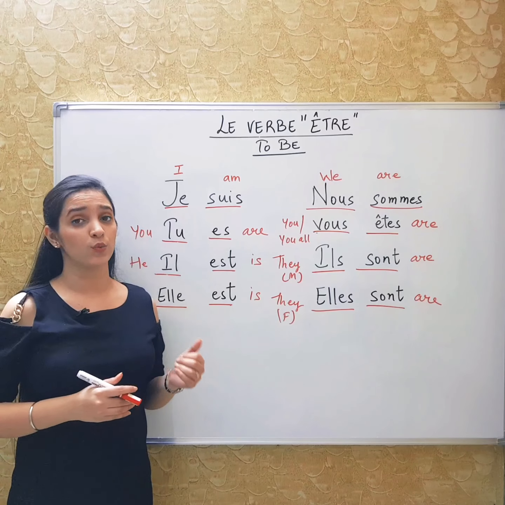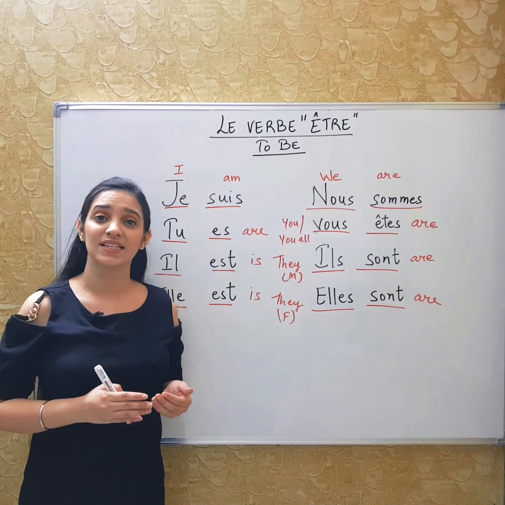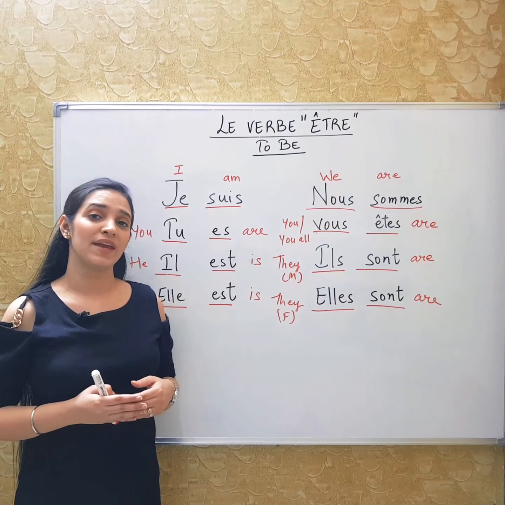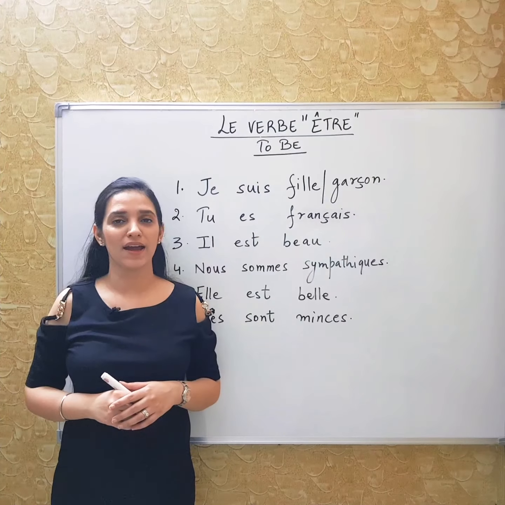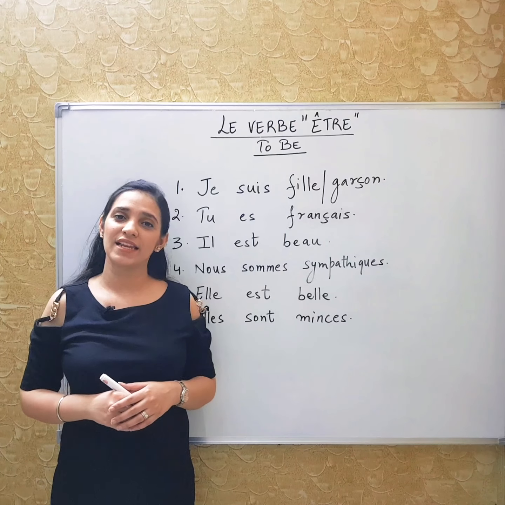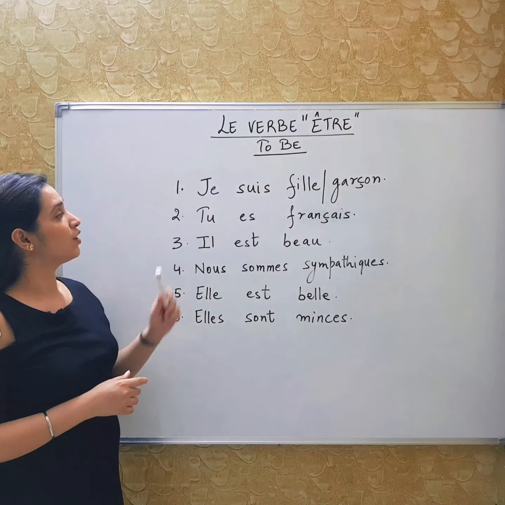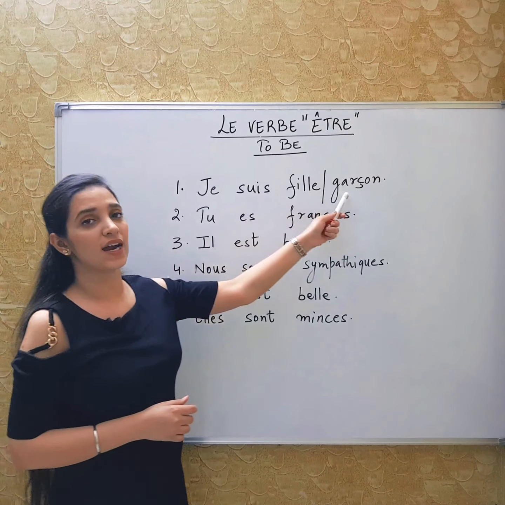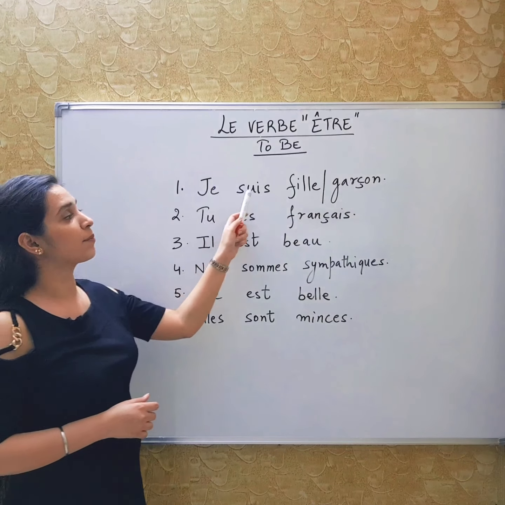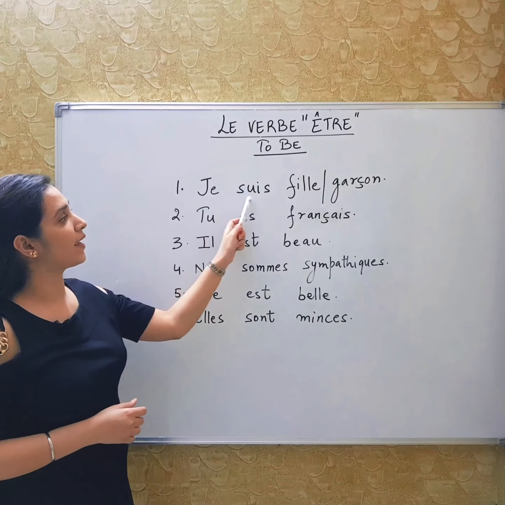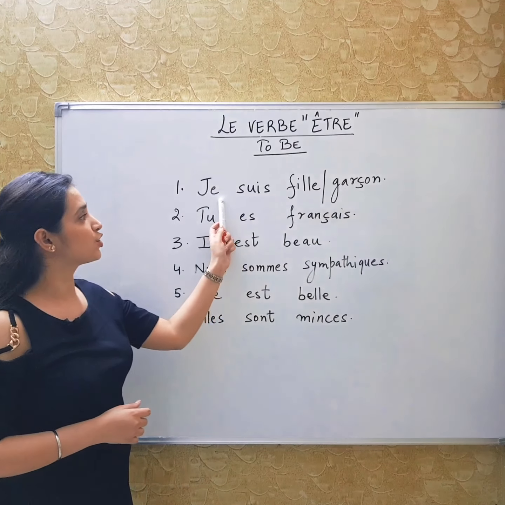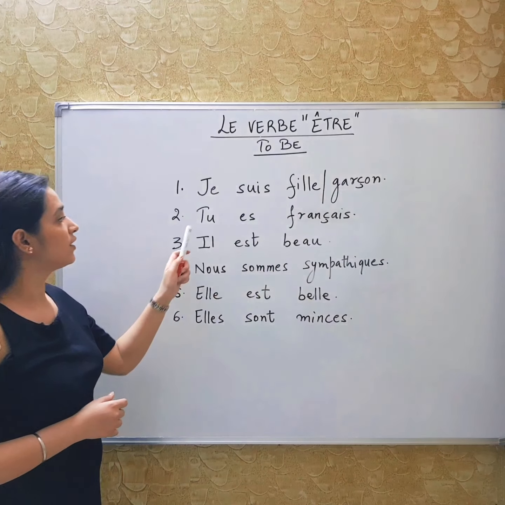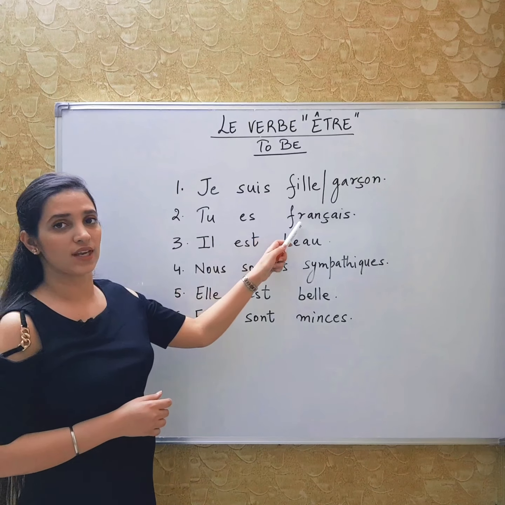With the help of this verb, you can frame many sentences. Now, I will give you some examples and we will make sentences. Here I am with six examples. Let's read them. Je suis fille. Je suis garçon. I am a girl. I am a boy. Tu es français.